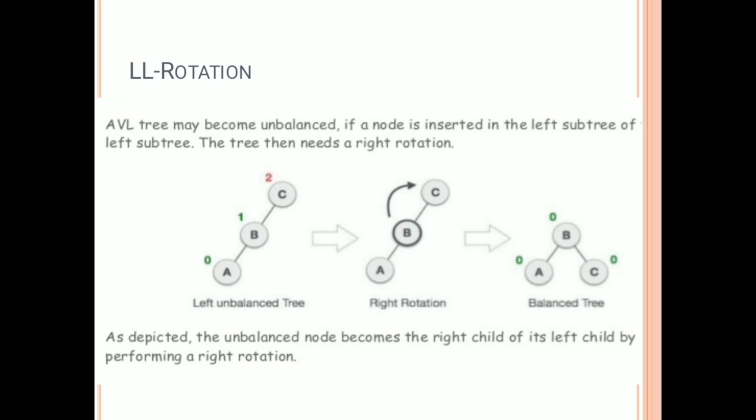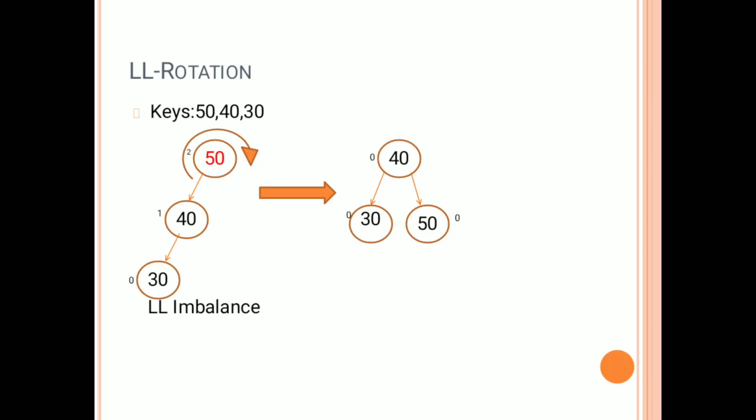Consider one example. Insert the keys 50, 40, 30 in the form of a binary search tree. So first insert a node 50 and next consider the node 40. 40 is less than 50, so it is inserted in left of 50, and the next element is 30. Insert 30 into the tree in the left of 40 because 30 is less than 40 and less than 50.